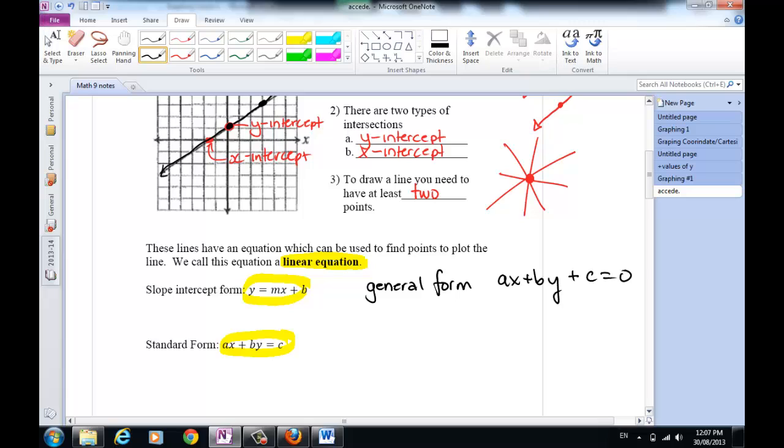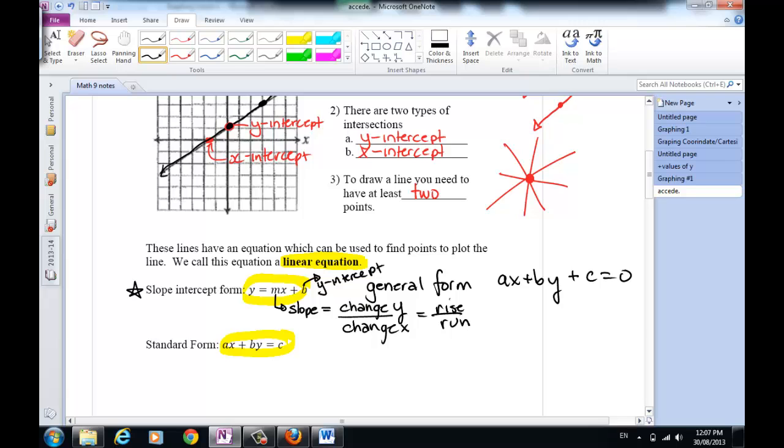Now, the one that has the most interesting things that come out of it is actually our slope-intercept form. And as you might recall from last year, our m is actually our slope. If you remember, slope is equal to the change in the values of y over the change in the values of x, or we just said rise over run. We'll talk about that a little bit more. And we also have this value b, which is our y-intercept.